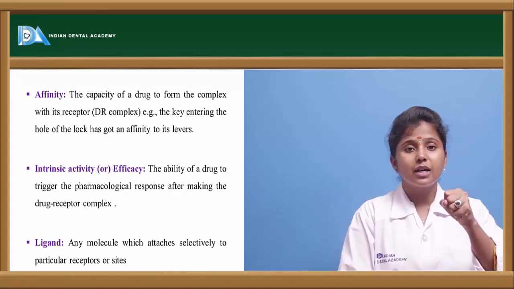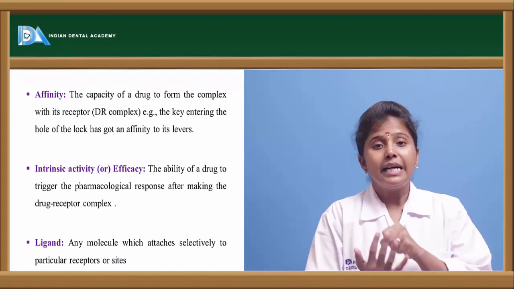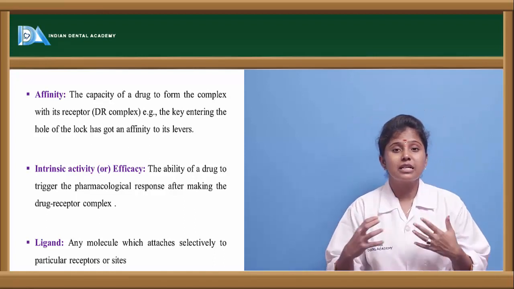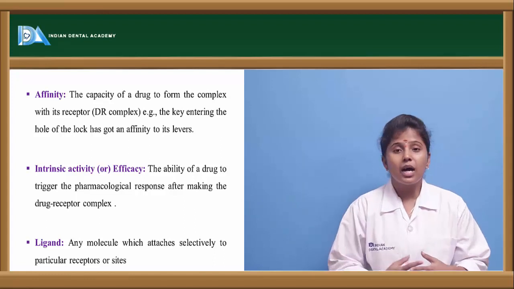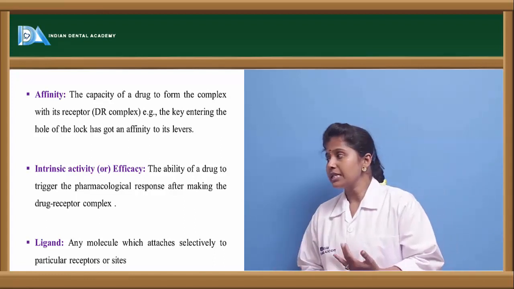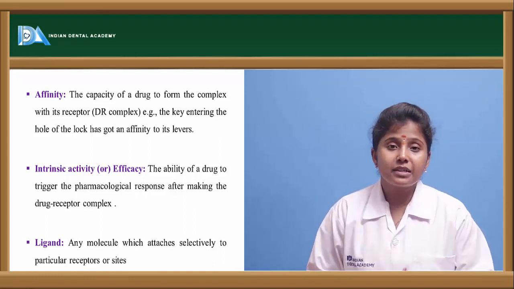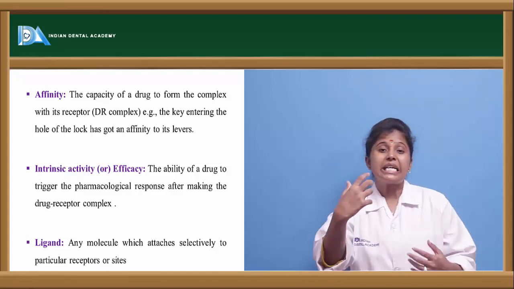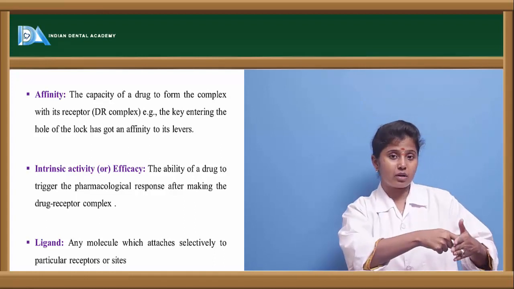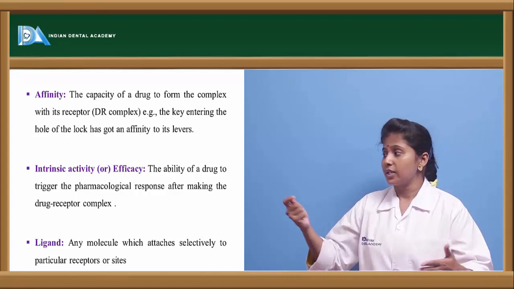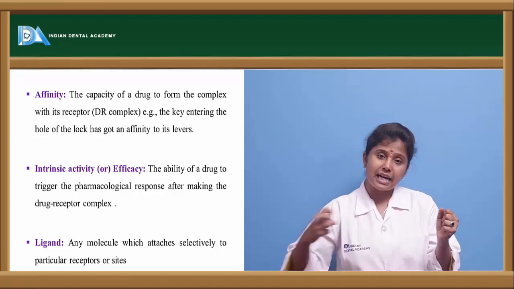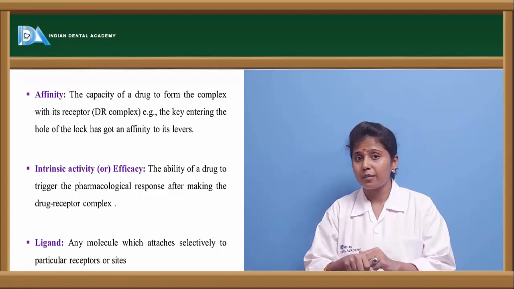The drug binds to the receptor for various reasons and through various mechanisms. So why does the drug bind to the receptor? One thing is that it has affinity. Affinity is the capacity of the drug to get attracted to the receptor. Like a key, which has affinity to the lock. In the same way, the drug has affinity. The receptor attracts the drug towards it, and thereby forms the complex.